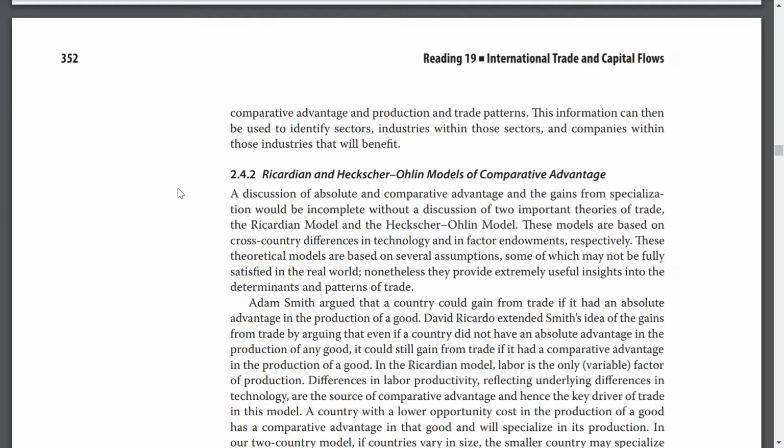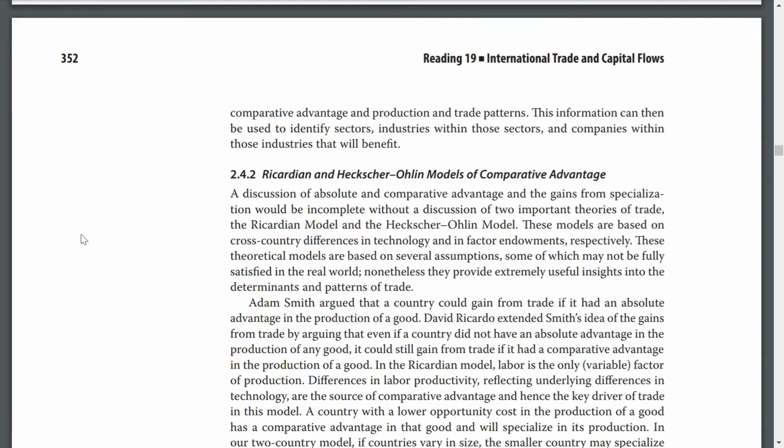A discussion of absolute and comparative advantage and gains from specialization would be incomplete without a discussion of two important theories of trade: the Ricardian model and the Heckscher-Ohlin model. The models are based on cross-country differences in technology and in factor endowments, respectively. These theoretical models are based on several assumptions, some of which may not be fully satisfied in the real world. Nonetheless, they provide extremely useful insight into the determinants of patterns of trade.